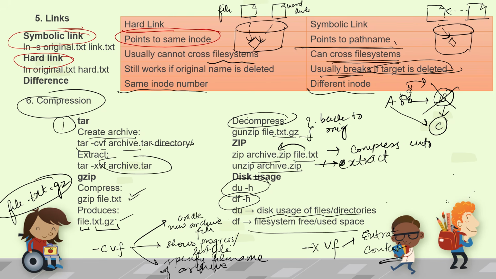Now du -h, the -h here shows your human readable format, in the form of bytes, KB, MB, GB instead of bytes. So this is basically about this slide.